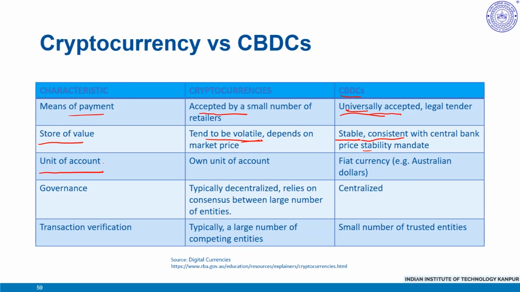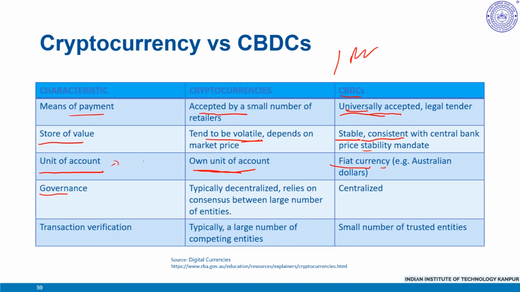Next, unit of account. Cryptocurrencies are their own units of account, and given their volatility, they are not easy to use to measure the value of other goods or services. In contrast, CBDCs, because they are linked to fiat currencies like the US dollar or Indian rupee, can be used as a unit of account, which is a very important property of a currency. For example, 1 rupee, whether it's a CBDC or any other form of deposit, is expected to be of the same value.